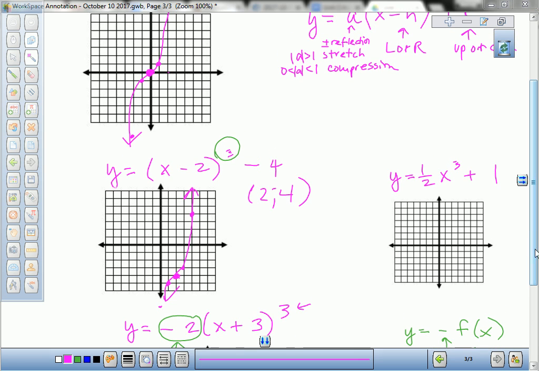So let's look at this one. X is cubed. This 1/2 is going to be called that compression. There is nothing grouped with the X that's being cubed. So this one actually doesn't shift right or left any. It just goes up 1. So right or left 0, up 1. There's my translation point. Now this translation point for this function could also be called an inflection, because every place we translate to is where the inflection point of the graph is.